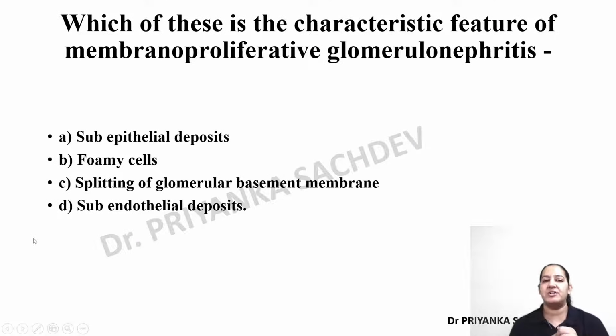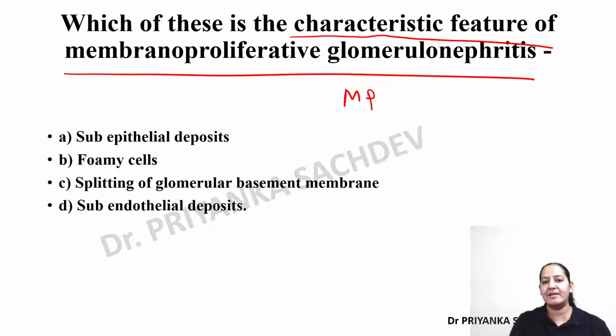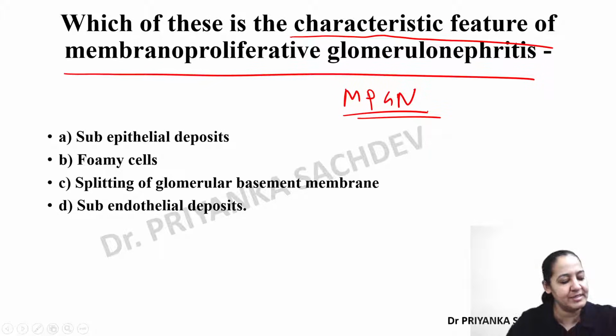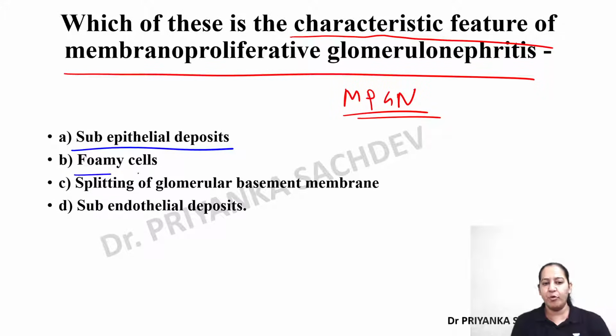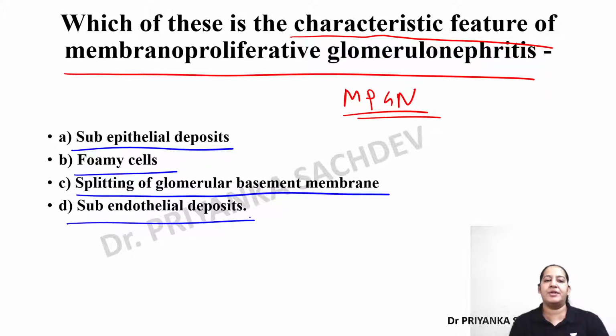This is the first question. Can you help me in solving it? Which of the following is the characteristic feature of MPGN? Just now I taught you. Can you tell me the characteristic feature of MPGN? Is it subepithelial deposit? Is it foamy cells? Is it splitting of the glomerular basement membrane? Or is it subendothelial deposit?